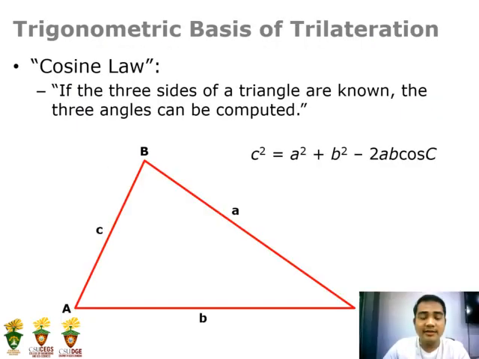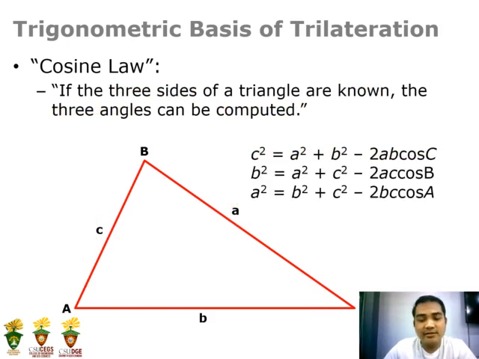So the cosine law is the trigonometric basis for trilateration. Let's recall that if the three sides of the triangle are known, then the three angles can be computed. Meaning, given just three sides, we can compute the interior angles. So let's say for example, given side A, side B, and side C, we can get the interior angles A, B, and C. So the formula for cosine law, I think you already know this. C squared is equal to A squared plus B squared minus 2AB cosine C.